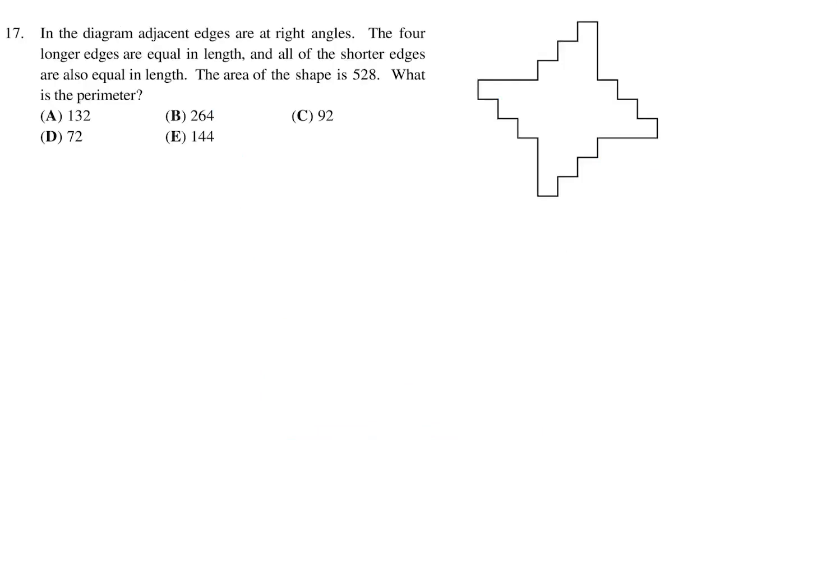In the diagram, adjacent edges are at right angles. The 4 longer edges are equal in length, and all of the shorter edges are also equal in length. The area of the shape is 528. What is the perimeter? Okay, the longer edges that they're referring to, I believe, are here. These are the longer edges. And the shorter edges that they're referring to are these ones. All of these shorter edges here.